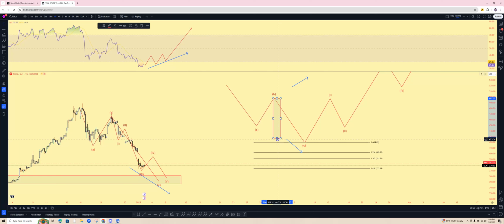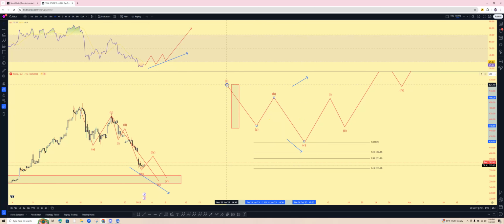B to C is the same height, right? It's the same height. Do that one more time. Yeah, so if it's the same height, you have the 1-to-1 structure, you have 5 waves coming down, you have bullish divergence, right? Price going down, RSI going up.